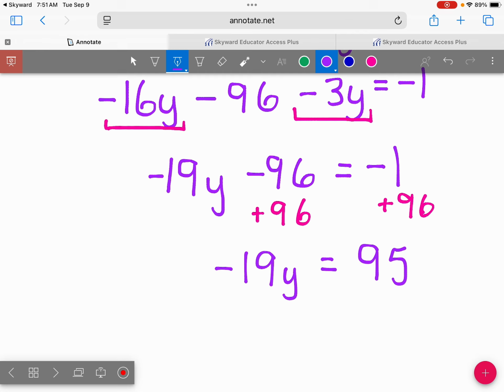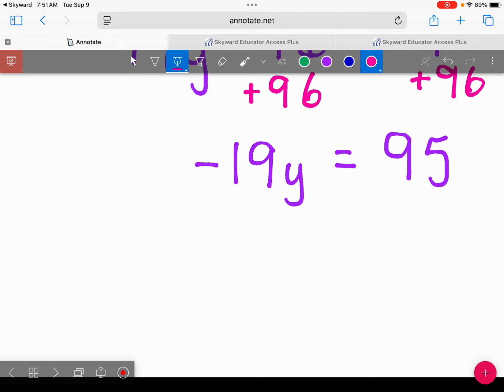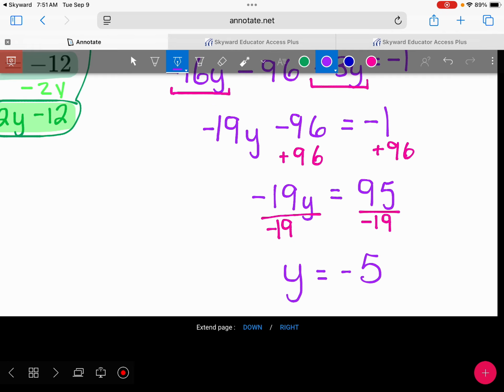How do I get the y by itself? Divide by our negative 19. Good. Make sure we keep track of that sign. So we're going to divide by negative 19. It's really important that we keep track of those signs. It makes a huge difference. Our y is going to equal what? What is 95 divided by negative 19? Negative 5. That gives us part of our answer.